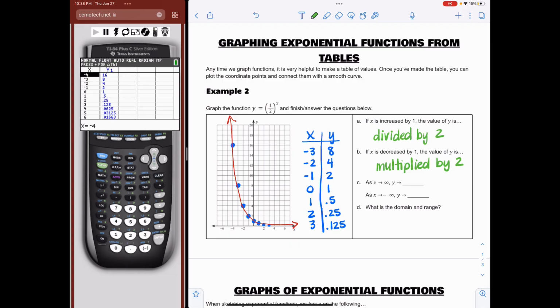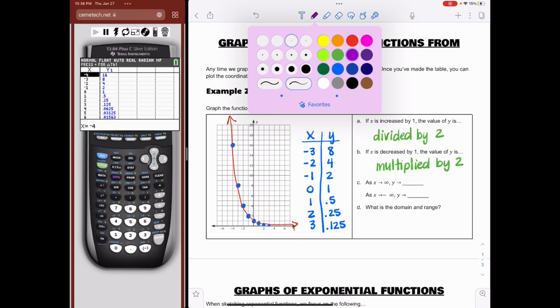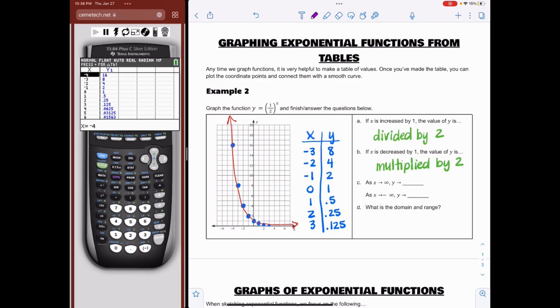All right, so now let's look at end behavior. End behavior refers to the way the graph behaves as x gets very, very small or x gets very, very big. The first part, part C, says as x approaches positive infinity. If x goes to positive infinity, that means x is going to the right forever. So as x goes to the right forever, the y value is getting close to 0, but it's not going to touch.